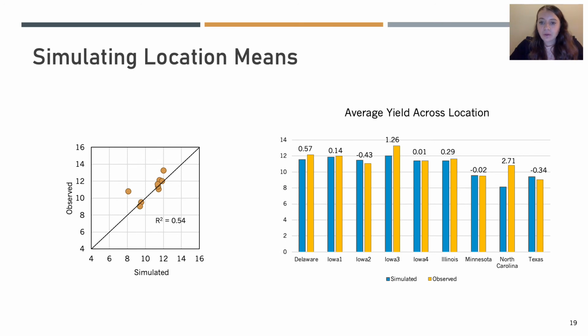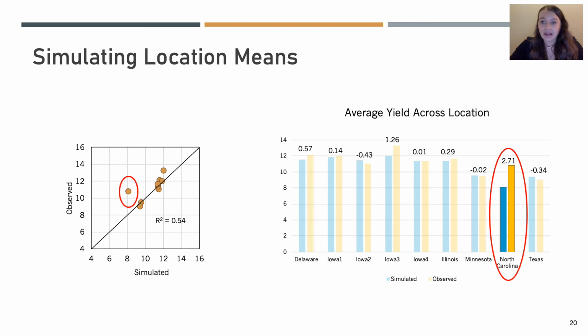If we look at location means for observed and simulated, we again see that we're predicting the overall location means pretty well. But we have some issues in certain environments like North Carolina and one of the Iowa locations, potentially this Iowa 3. To gain a better understanding of why we haven't been able to simulate performance in those environments well, we can start to look at what stresses may have occurred in these environments to impact the yield, and that's something that I'm just now starting to do.